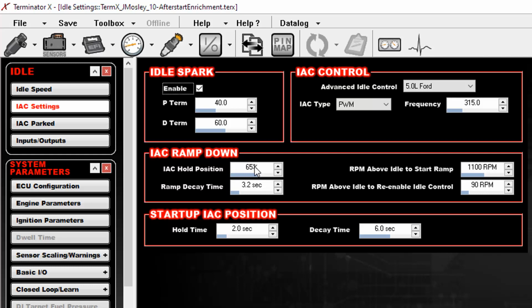So 65% is where that's going to hold. And then the question is, if I'm off the throttle and I'd like the RPMs to come down, well, if that duty cycle doesn't come down, my RPMs are not going to come down. It's all about that idle air valve. I mean, timing plays a little bit of an effect, but the idle air valve is the most important thing. So if that idle air duty cycle doesn't at some point ramp down, the RPMs hang.